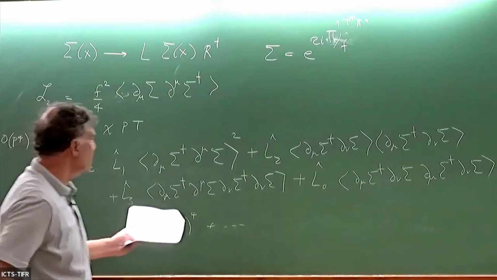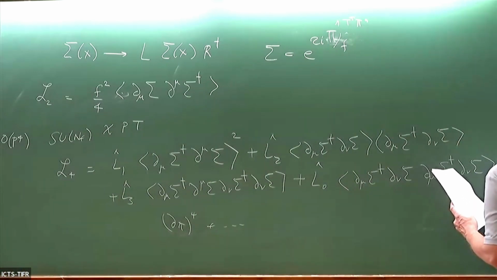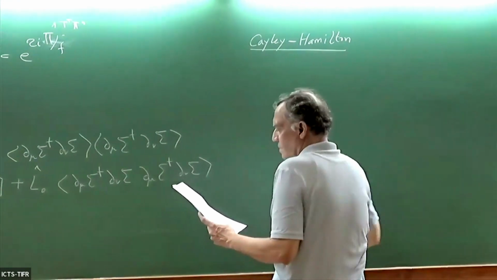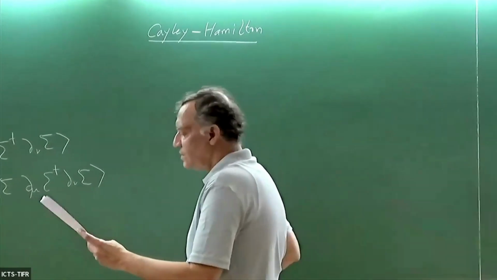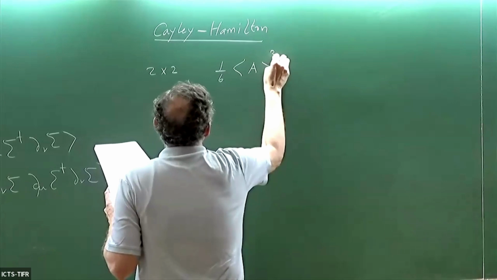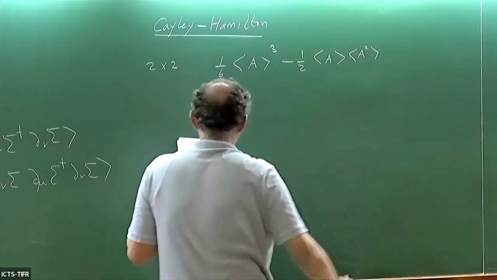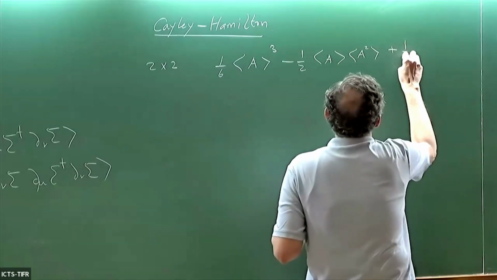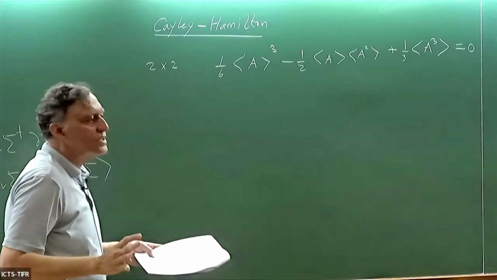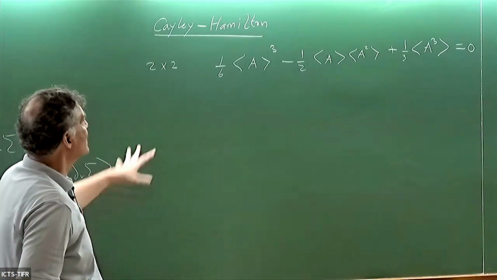Now, there's one subtlety here, which is the following: when you do these matrix traces, there's something called the Cayley-Hamilton theorem or the Cayley-Hamilton identities. So for 2 by 2 matrices, 1/6 the trace of A, whole cubed, minus a half trace of A times trace of A squared, plus 1/3 the trace of A cubed is 0. There's just an identity for any 2 by 2 matrix, and you can verify it. If you have Mathematica, just write down an arbitrary 2 by 2 matrix and check this.